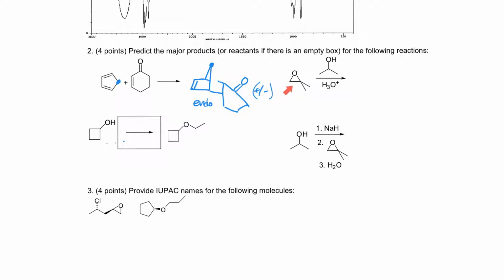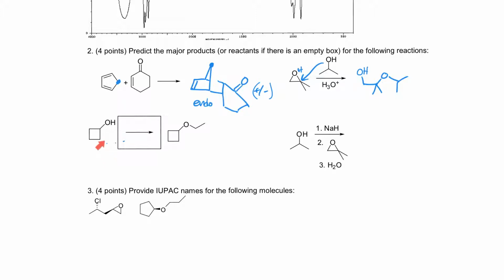The second one reacts an epoxide with an alcohol and some acid, and we know that we're going to ring open the protonated epoxide at the more substituted side, and after removing the extra hydrogen, we end up with that substitution pattern.